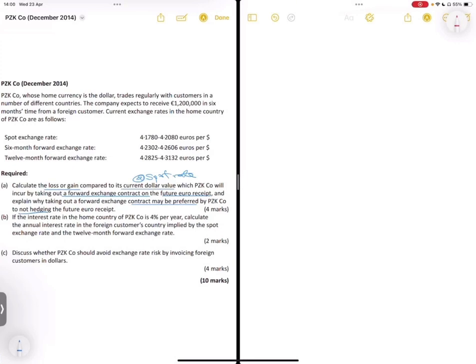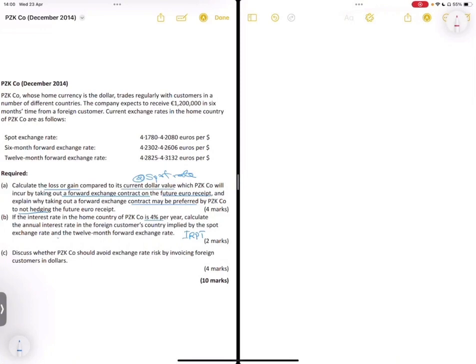The second one said if the interest rate in the home country of PZK is 4%, calculate the annual interest rate in the foreign currency, foreign customer's country, implied by the spot exchange rate and the 12-month forward exchange rate. So this is interest rate parity theory that they are testing here. We need to look into that.